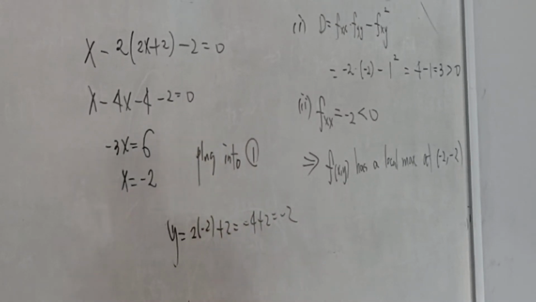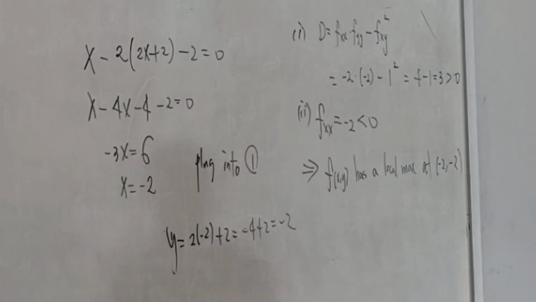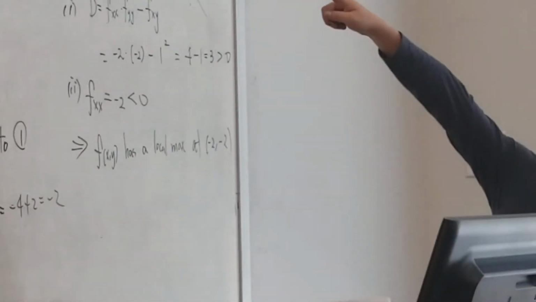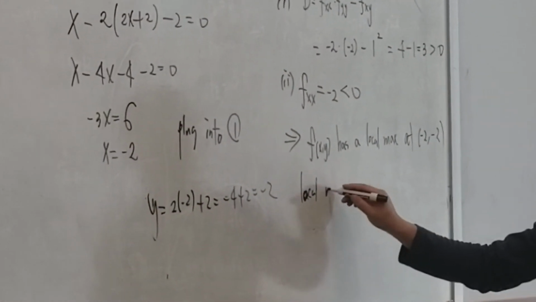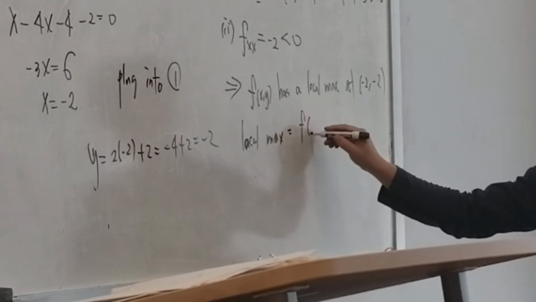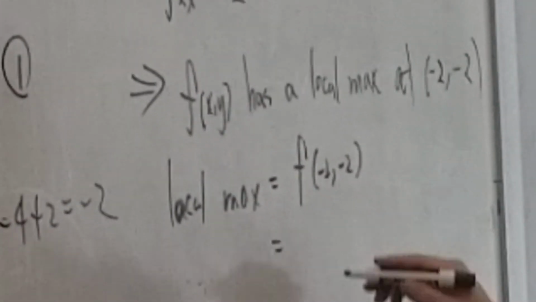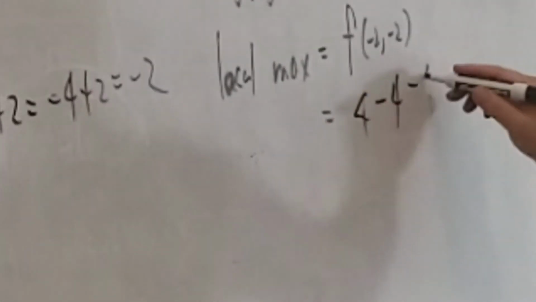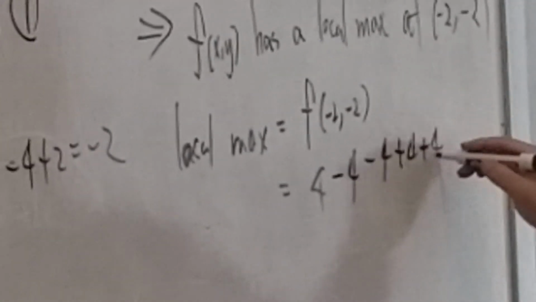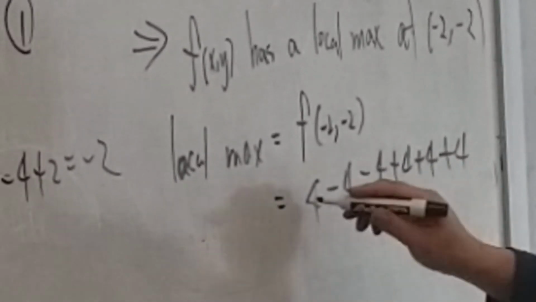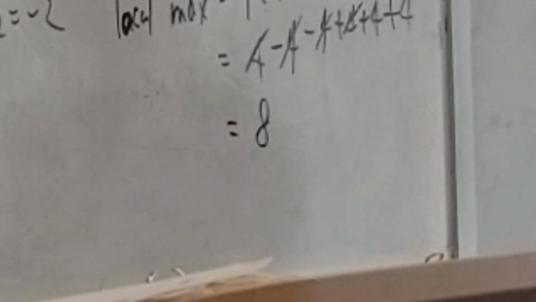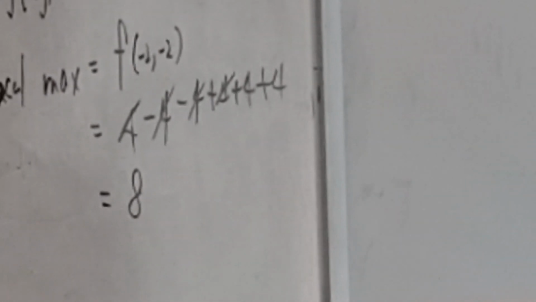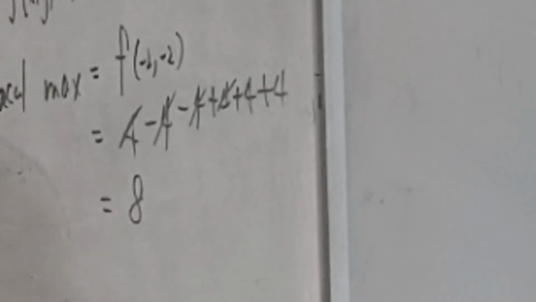How was it? My local maximum value, we have to plug in minus 2, minus 2 into the original function, right? So f of minus 2, minus 2 will be 4, minus 4, minus 4, plus 4, plus 4, plus 4. So if we cancel out, we have 8. This is my local maximum value. The location is minus 2, minus 2. Local maximum value is 8.